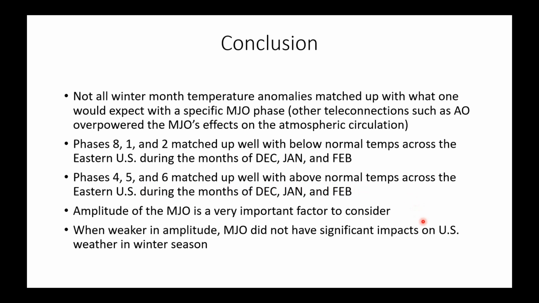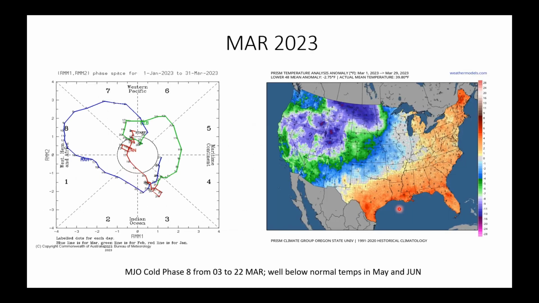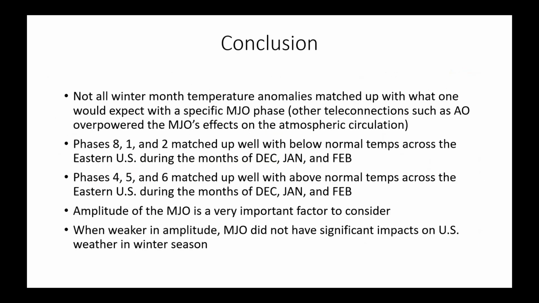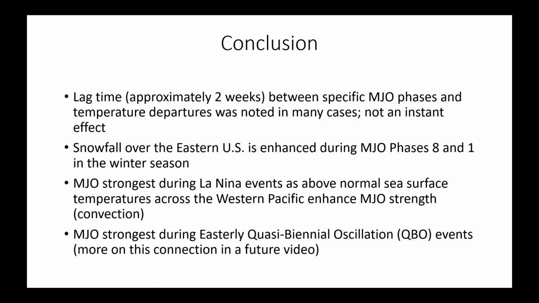And again, we have to look at the amplitude or the strength. How far away are these lines in relation to the center of this phase space MJO diagram, okay? The further away these lines are, the stronger the impacts, and the stronger the amplitude. And when weaker in amplitude, the MJO usually did not have significant impacts on U.S. weather in the winter season, all the winters we looked at here in tonight's video.